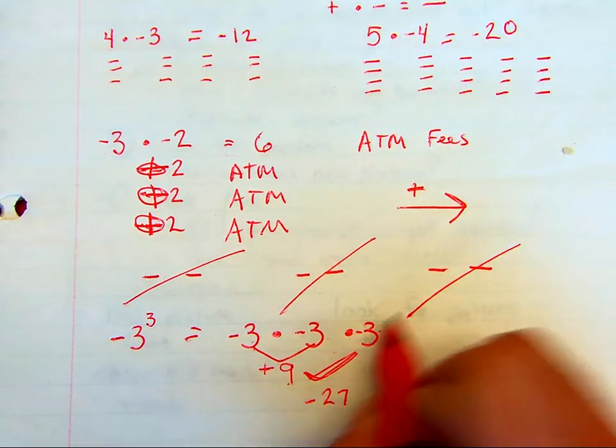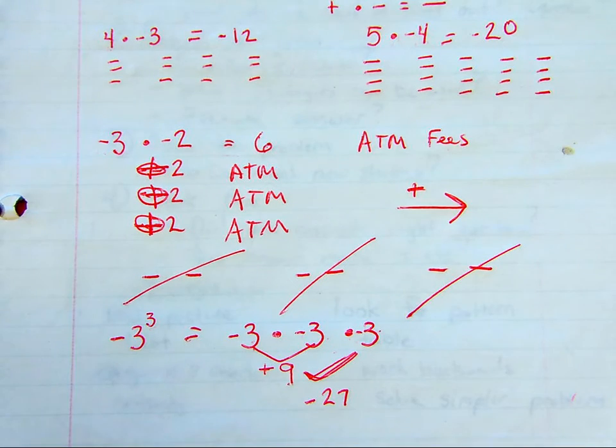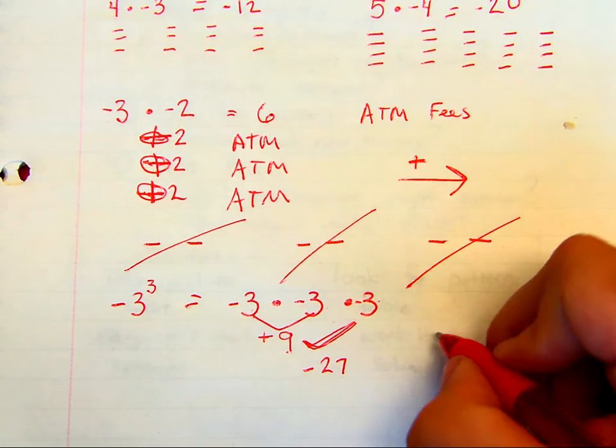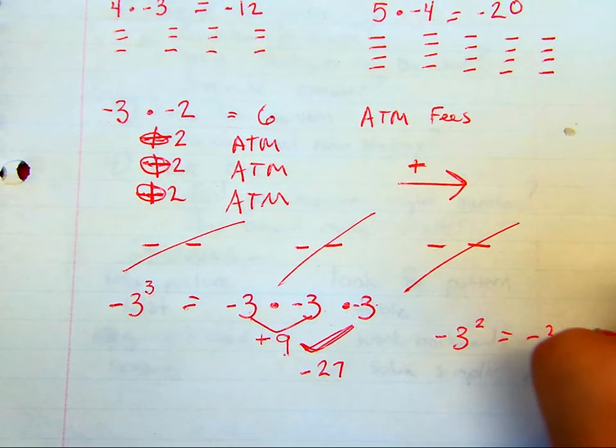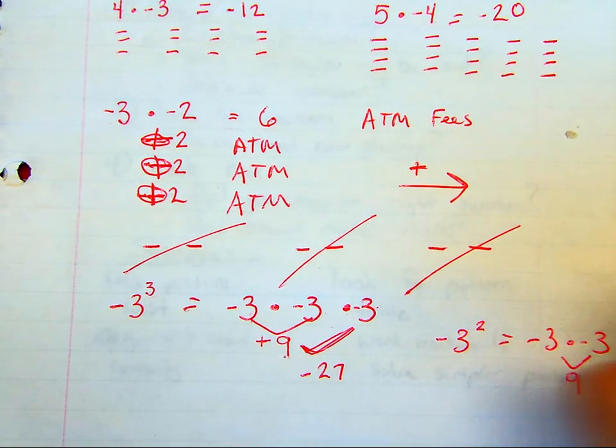I have 9 groups of negative 3. So we're at negative 27. But if it was simply this, that would be a negative 3 times a negative 3, which makes a positive 9.